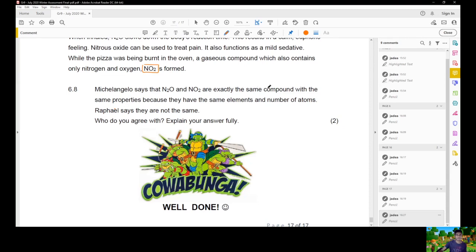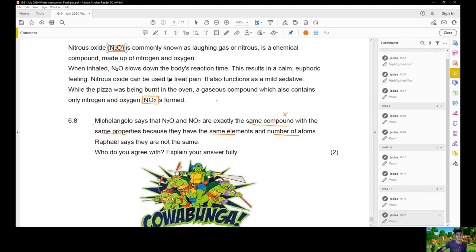So before I write this down, what Michelangelo is saying is that they are the same compound, same properties, because they have the same elements and number of atoms. So if I look at these two, N2O and NO2, are they the same compound? Well, no, because they have different small numbers, so they cannot be the same. Would they have the same properties? Well, from reading this paragraph, clearly not, because N2O is used as a sedative, while NO2 is produced when something is burnt, so they do not have the same properties.